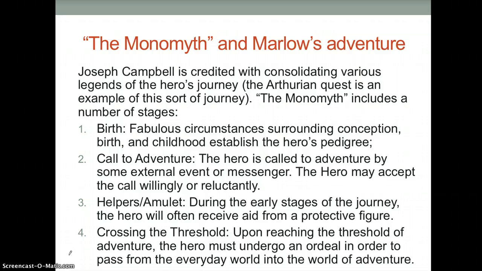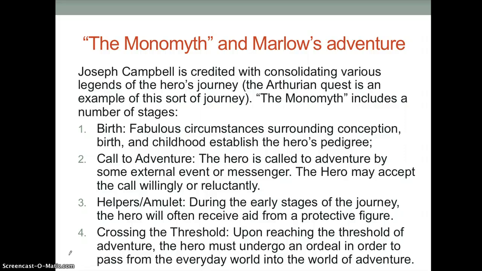And it includes many stages, at least in Campbell's description. Not all of them have to be present for it to be a hero's journey or a monomyth, but they would include these: birth, and usually those are either in fabulous circumstances or, in the more modernist versions of the tale, a sort of common birth, of someone who's led to some form of greatness reluctantly. There's the call to adventure.